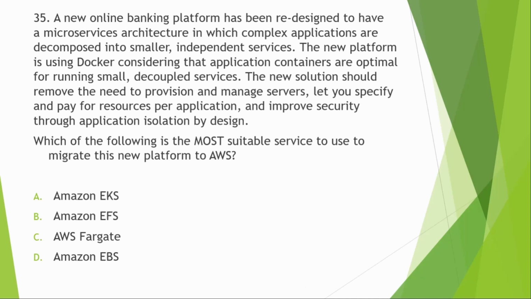Let's see this. EKS is incorrect because it is more suitable to run Kubernetes management infrastructure, not Docker. Next, EFS is the option available. EFS is a file system for Linux-based workloads for use with AWS cloud services and on-premise resources. So it does not do the job that we need. We need the service to migrate this new platform to AWS.